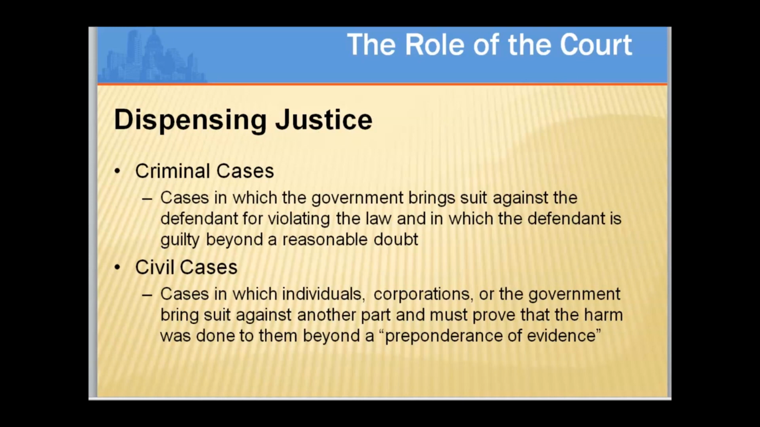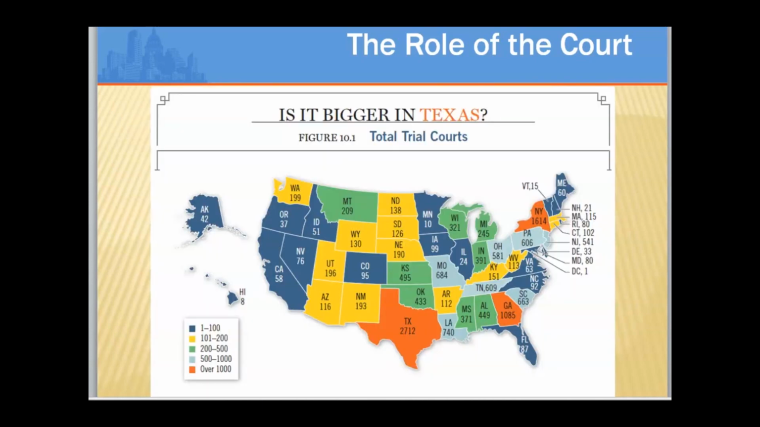Trial courts are divided based on whether they hear misdemeanors, lower crimes, or felonies, serious crimes. In this graphic, you see that Texas actually has 2,712 lower courts.